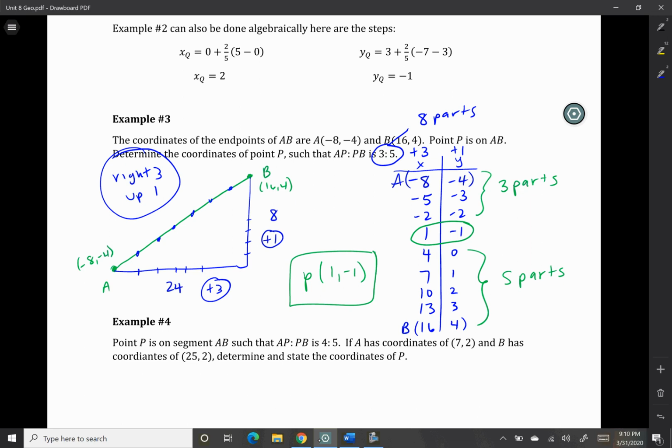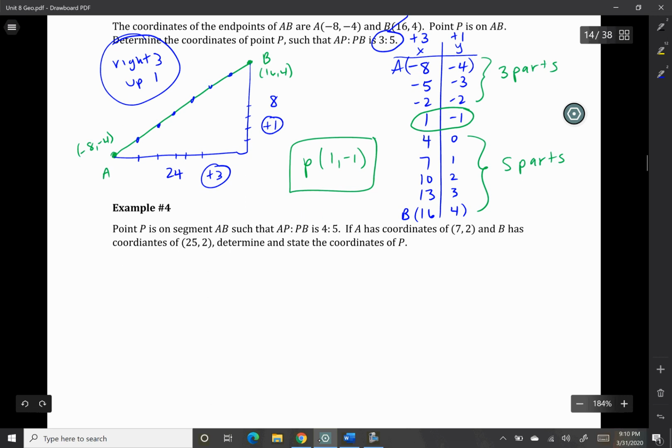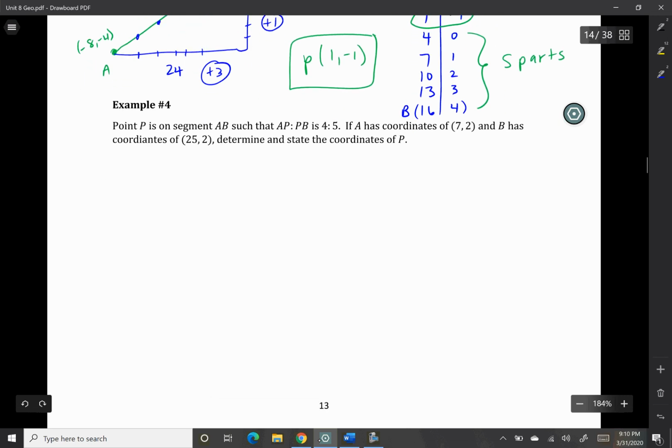Pretty straightforward if you use the table. Let's try another one. So number 4 gives us another ratio here. This ratio is 4 to 5, which would be 9 parts. It gives us the two coordinates 7, 2, and 25, 2. Notice they have the same y value, which means they're going to be on the same horizontal line.